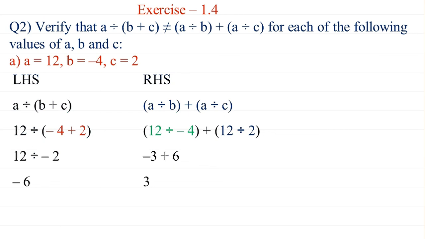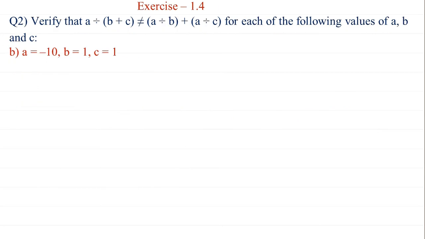So hence we have proved that left hand side is not equal to right hand side, and therefore we have verified this equation, because in the equation it's given that we have to verify that these both sides should not be equal. Now in the same manner we'll solve the second part. The values are like this. The value of a is -10, b is 1 and the value of c is also 1.